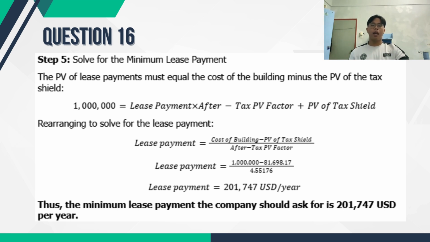$81,698.17 divided by 4.55176. Then the final amount of the lease payment is $201,747 USD per year. Thus, the minimum lease payment the company should ask for is $201,747 per year. That's all from me.